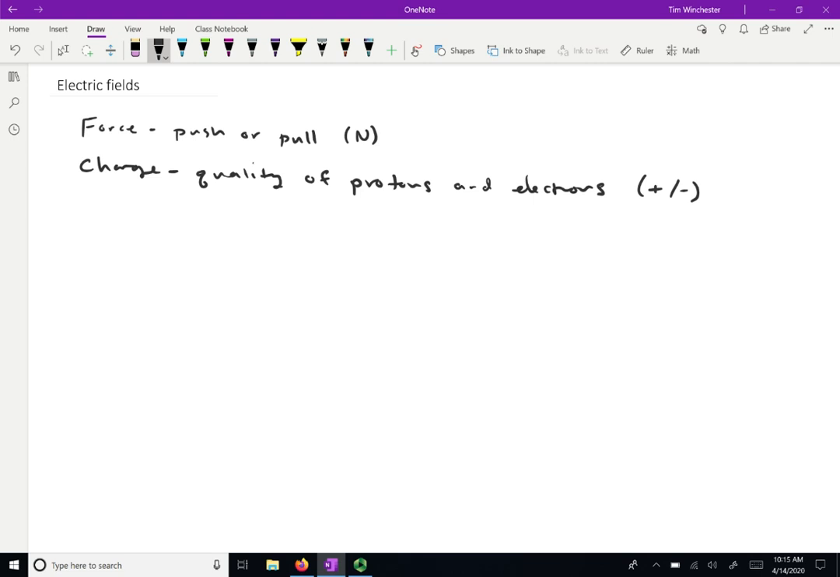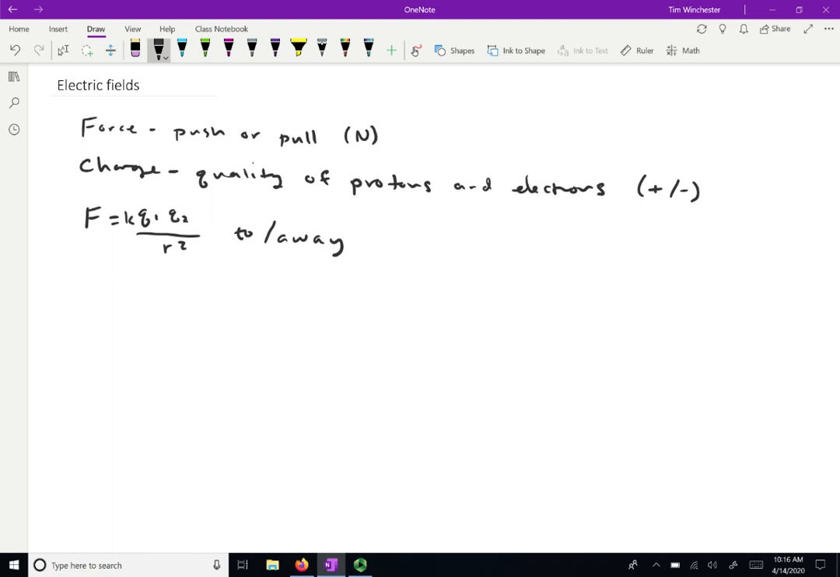We can also quantitatively calculate the force between two charges. For that we use Coulomb's law. So the force is equal to the product of the two charges, Q1 times Q2. There's some constant out front, k, and then it's divided by the distance squared. And then the direction here is either toward or away, depending on what the combination of charges are.